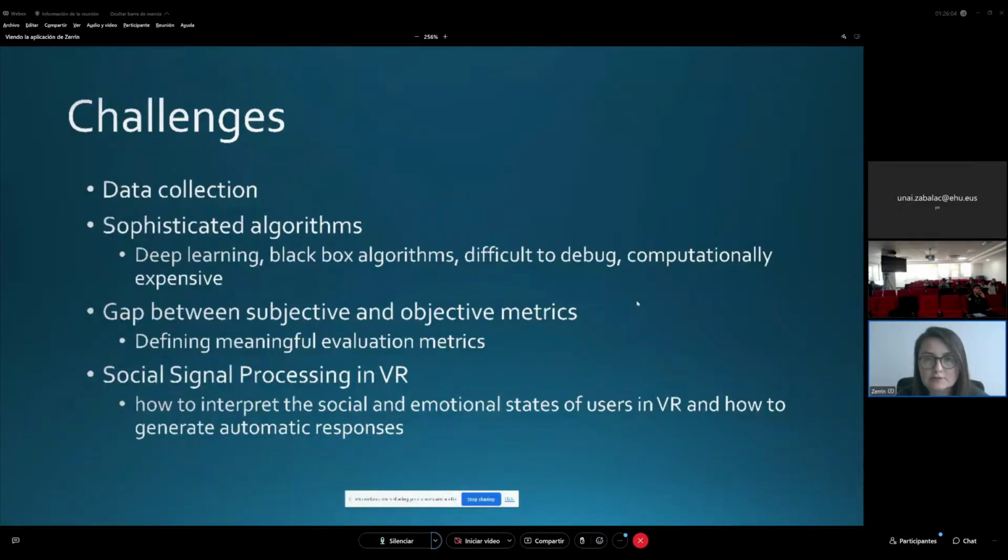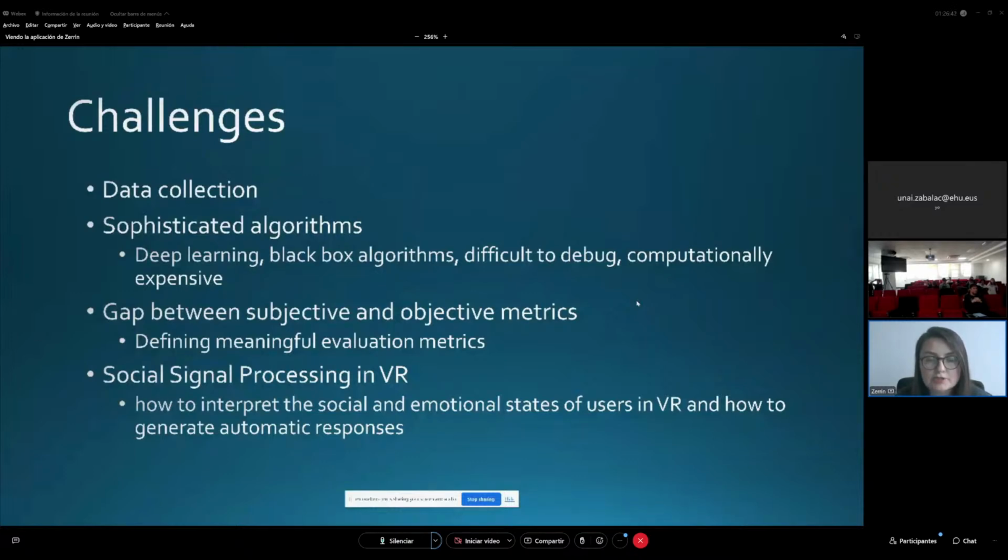So the data is collected in motion capture labs at the moment, or you can extract 3D motion from 2D videos, but these are not very good quality at the moment, and you don't really have controlled experiments. You don't know what type of motion, what type of emotional content they have. So in that sense, for 3D motion synthesis, the data collection problem still remains. But on top of that, of course, we also need sophisticated algorithms. Deep learning algorithms work well, but they are black box algorithms. They are difficult to debug, and they can be computationally expensive.